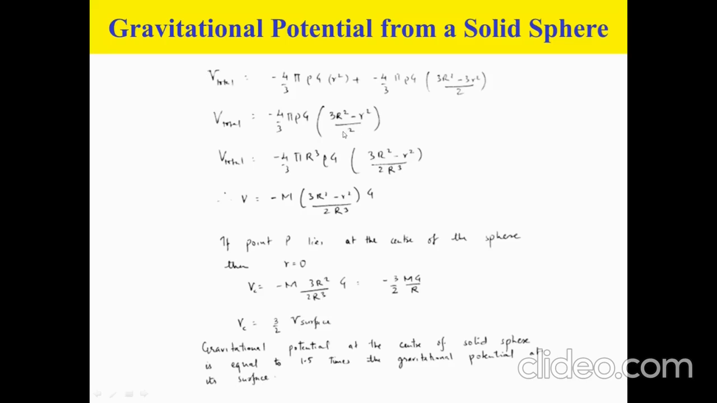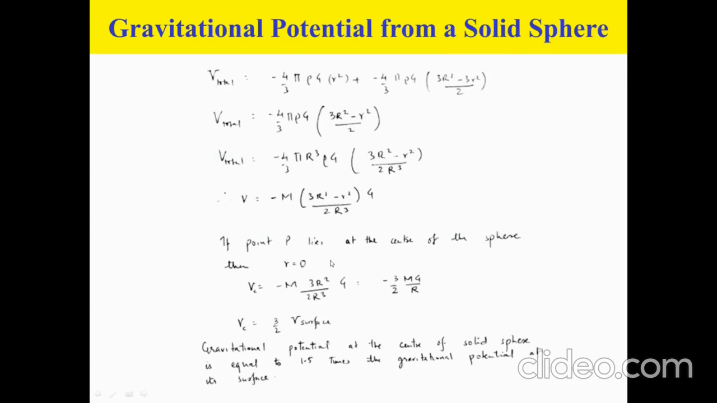In this expression we know the value of ρ. ρ is just the mass divided by the entire volume. If we plug in that value, the 4/3 π cancels, and you're left with your potential term as minus M times the expression (3R² − r²) divided by 2R³, times your G. So that is the potential from the solid sphere inside the solid sphere.